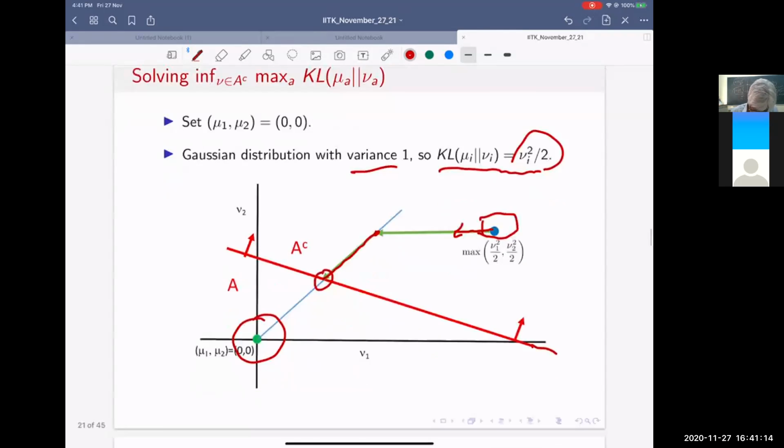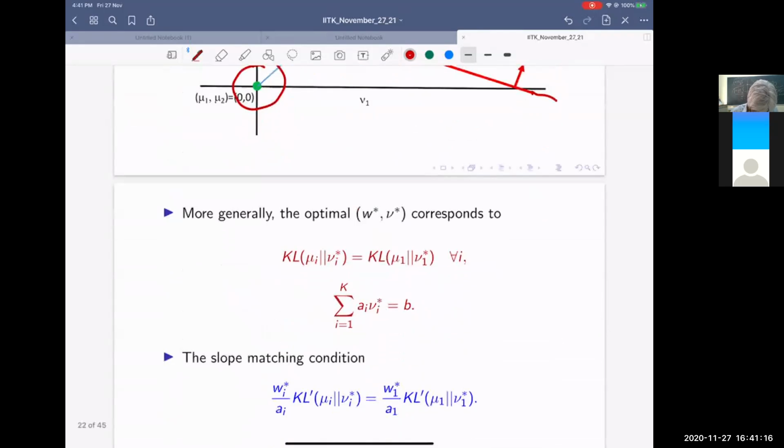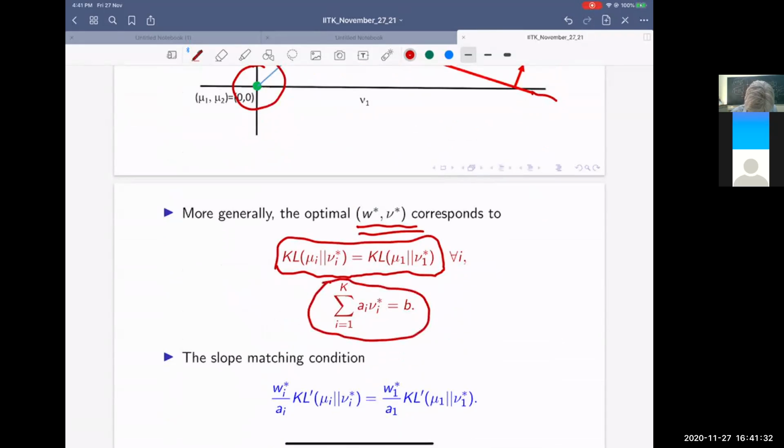Now this generalizes. More generally, the optimal W star and nu star will have the property that the Kullback-Leibler distance between mu i and nu i star is going to be equal for all i. So all the Kullback-Leibler distances are going to be equal. This gives you an algorithm for solving these problems, and nu i star will be on the hyperplane. And plus, what are the Wi stars going to be?